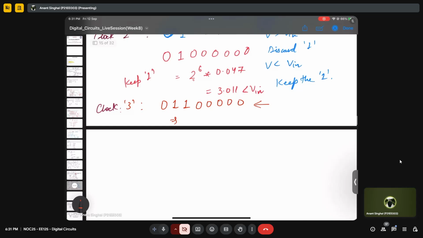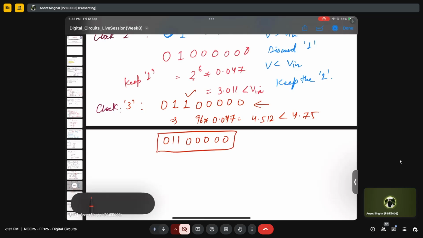So if I do the calculation, this will be 2 raised to power 6, which is nothing but 64 plus 32 is 96, right? 96 times 0.047. It is coming out to be 4.512, which is still less than 4.75 that is given in the question. So what we'll do is we'll keep this one, right? So at the end of clock 3, 0, 1, 1, 0, 0, 0, 0, 0. This will be the result.